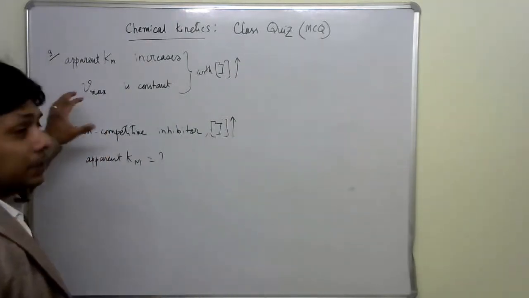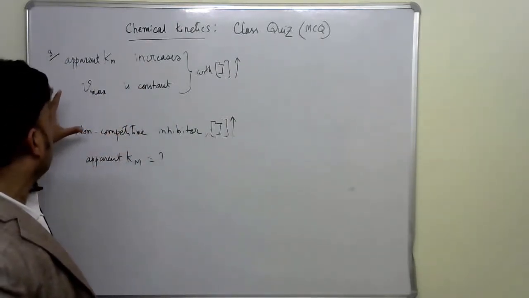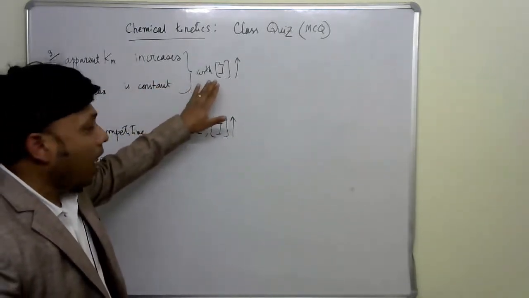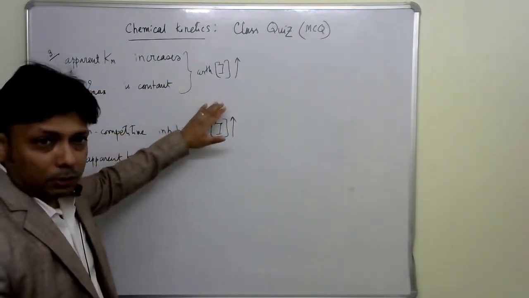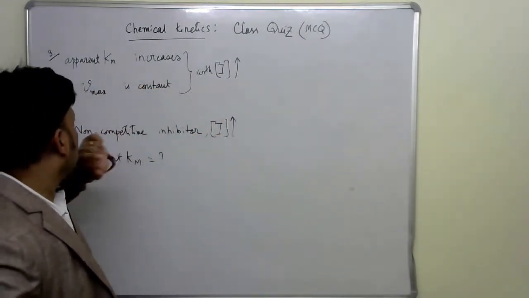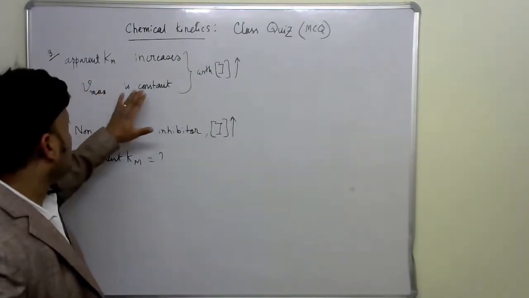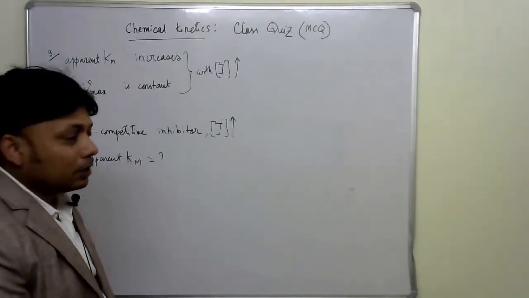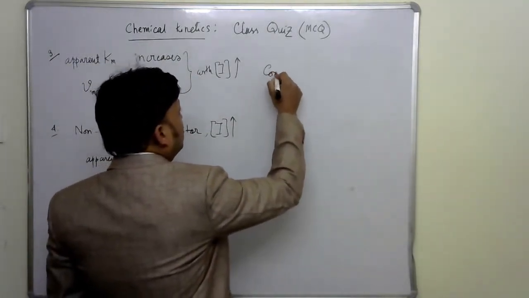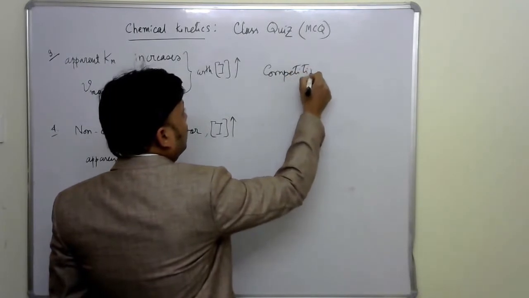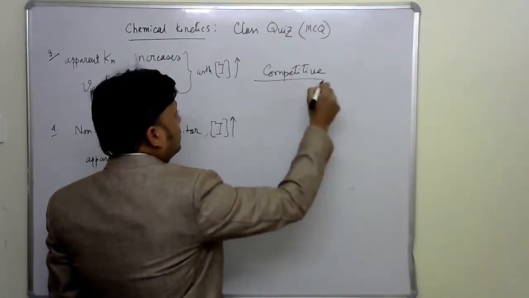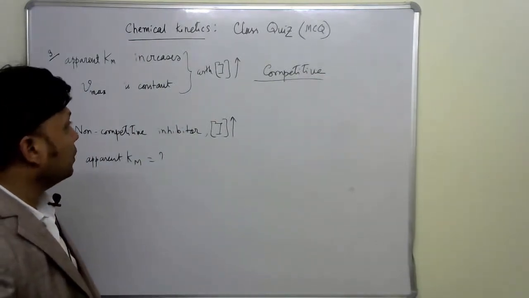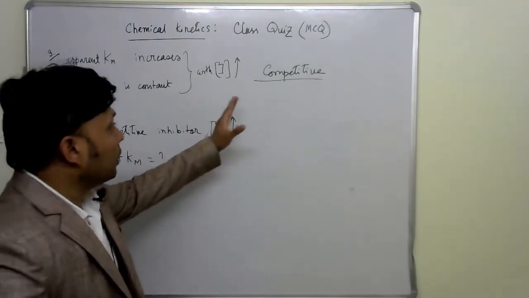Question number 3 says that in a certain inhibition mechanism, with increasing I, or the concentration of inhibitor, the apparent Km increases but the maximal velocity remains constant. So what is this type of inhibition? The answer is, it is competitive inhibition. The hint to the answer is our earlier lecture on enzyme inhibition. You can refer to that lecture video, and also the tutorial number 3.